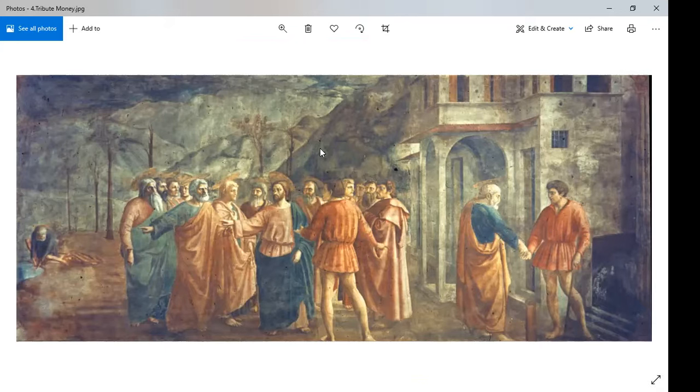And the background, this artist never went to Israel. I've been there. That's on the Sea of Galilee. It looks just like that.